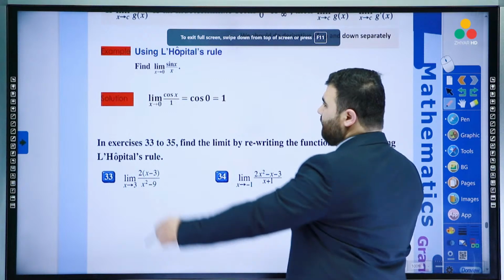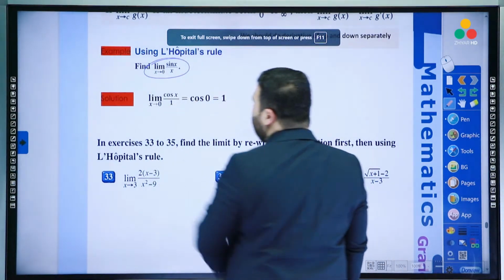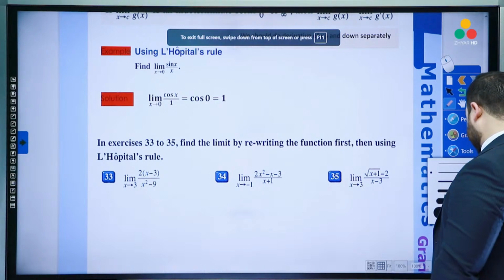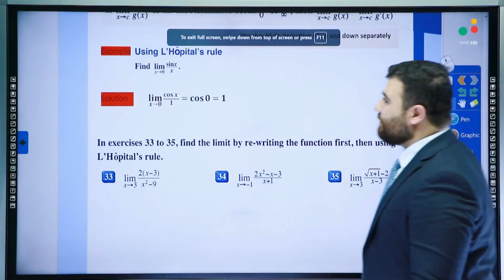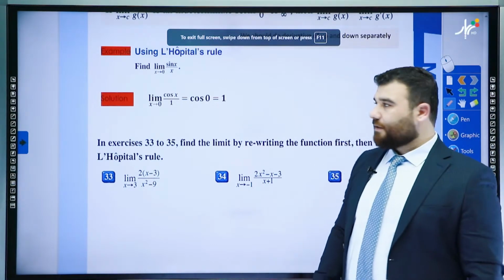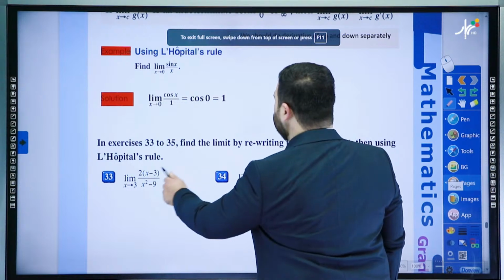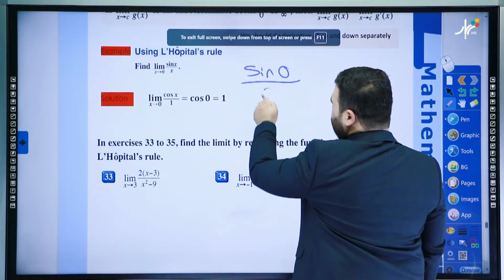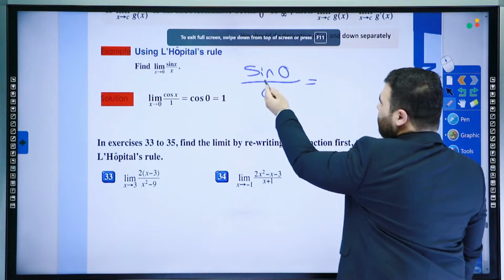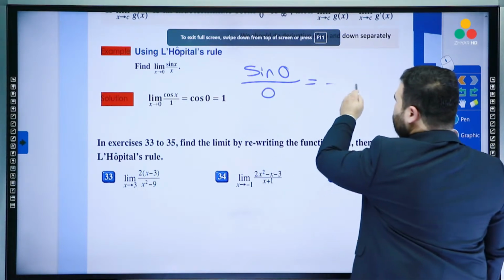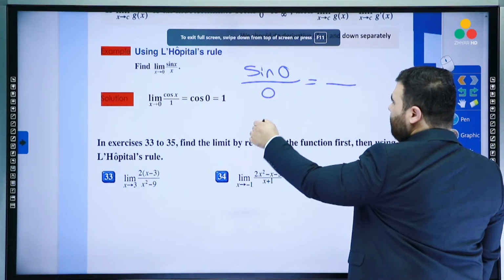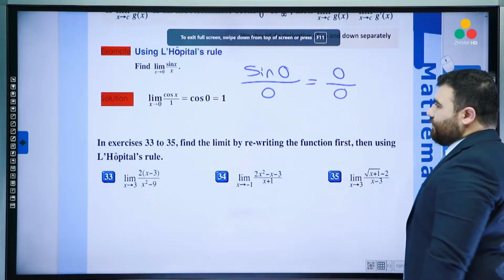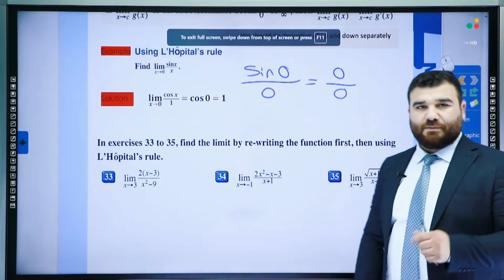Look at this example. We have sine x over x, and x tends to 0. If I directly put 0 in place of x, I will get sine 0 over 0. And obviously sine of 0 is equal to 0. If you don't know, you can use a calculator. Sine 0 is equal to 0, so we get 0 over 0, which is an indeterminate form.